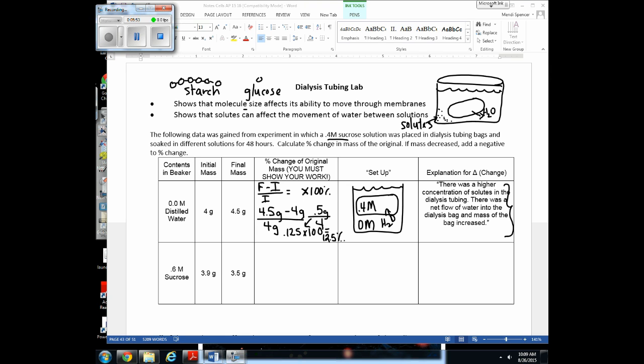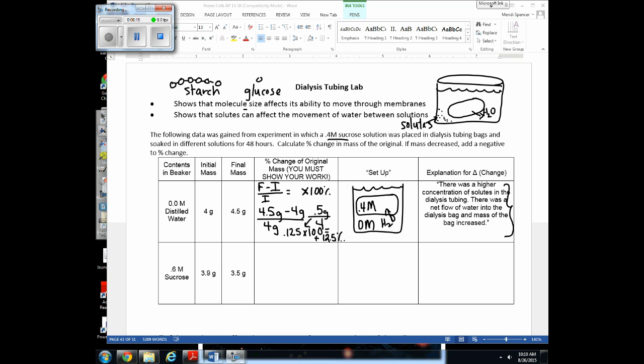Now this is a positive increase because the mass of the bag went up. So technically there's a plus there in front of that 12.5%. If we end up with a negative percent, then that simply means that the mass of the bag is decreasing because water is being pulled out of the bag. Now let me just reason through this calculation.